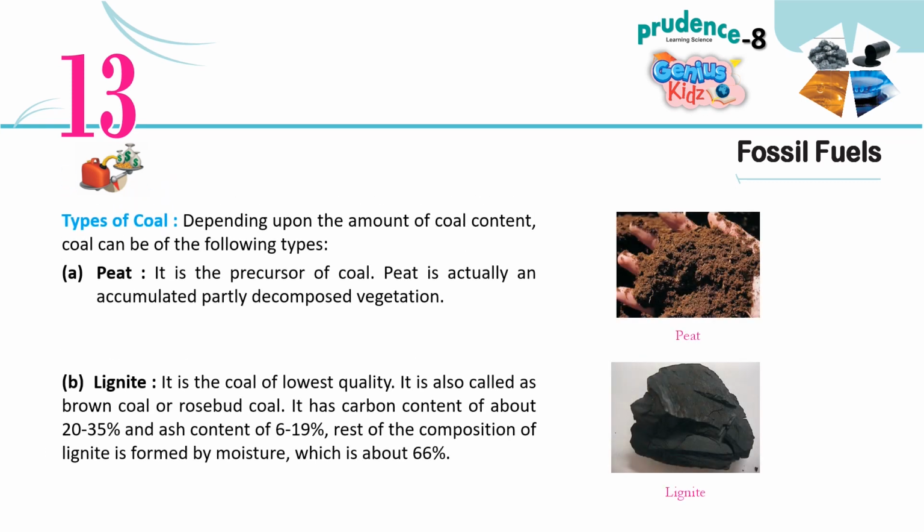Types of coal. Depending upon the amount of carbon content, coal can be of the following types. A. Peat. It is the precursor of coal. Peat is actually accumulated, partly decomposed vegetation. B. Lignite. It is the coal of lowest quality. It is also called brown coal or rosebud coal. It has carbon content of about 20 to 35% and ash content of 6 to 19%. The rest of the composition of lignite is formed by moisture, which is about 66%.